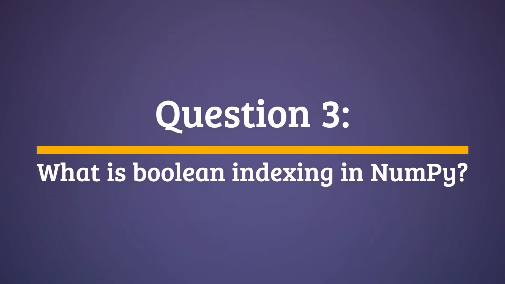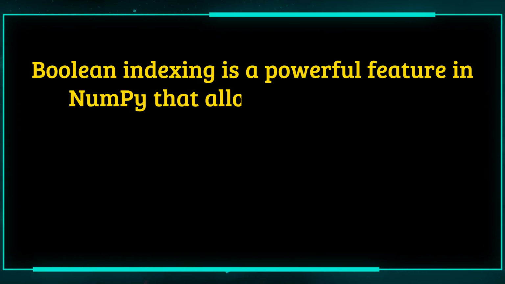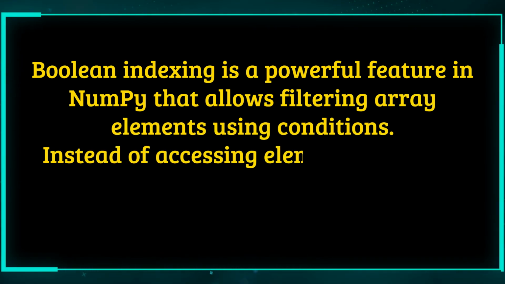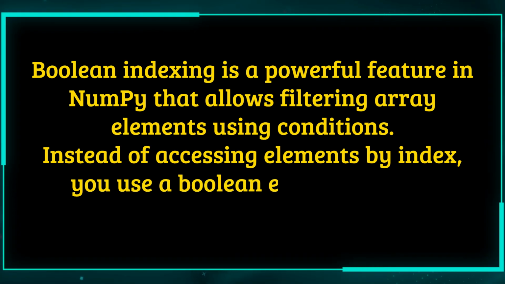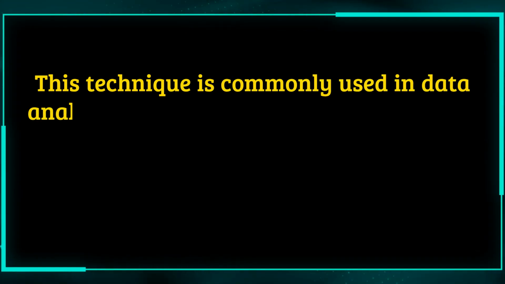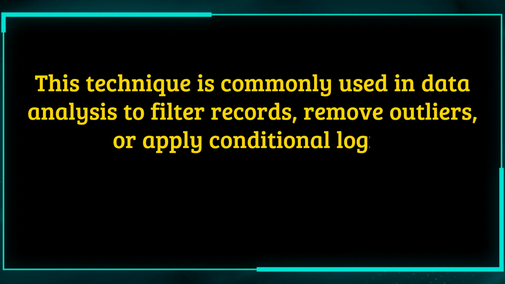Question 3. What is Boolean indexing in NumPy? Answer. Boolean indexing is a powerful feature in NumPy that allows filtering array elements using conditions. Instead of accessing elements by index, you use a Boolean expression that returns true or false. This technique is commonly used in data analysis to filter records, remove outliers, or apply conditional logic.